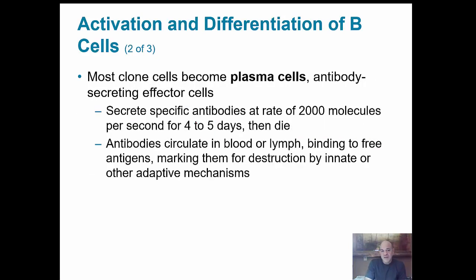Most clone cells are going to become plasma cells, which are the ones that produce and secrete the antibodies. They can secrete the antibodies at a rate of about 2,000 molecules per second for about 4 to 5 days until they die. The antibodies will circulate in blood or lymph, and they'll bind to free antigens, marking them for destruction by innate or other adaptive mechanisms.